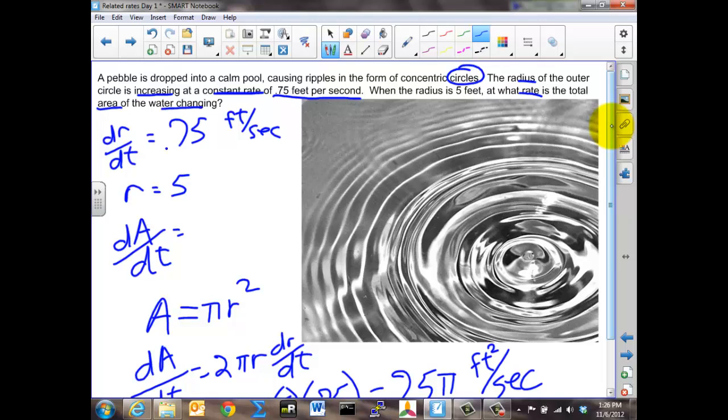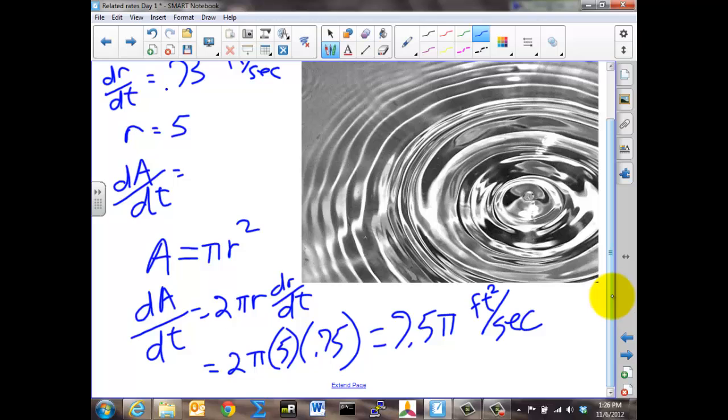What do the words up here tell us? Increasing. If it had said decreasing, we would have scratched our head and wondered how this is happening, but we would also know that it has to be negative 0.75. Those are little nuances you've got to be careful of as you work through this. So we found that dA/dt is 7.5 pi feet squared per second.